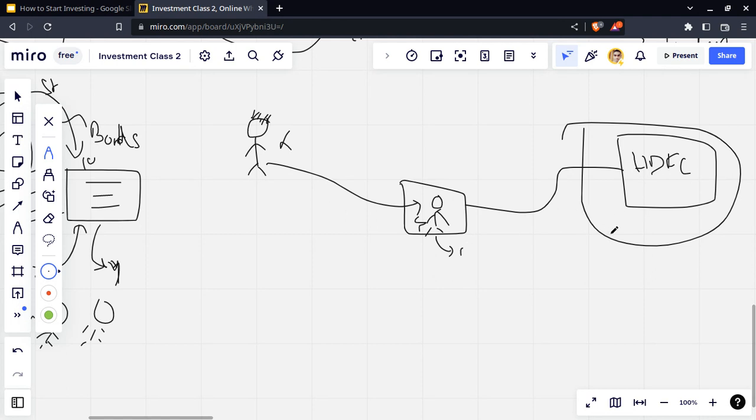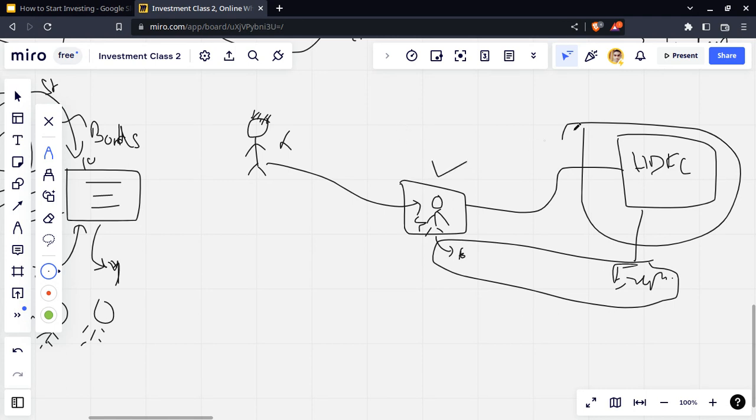One fee will be charged by the mutual fund, which is called the expense ratio. That will be a certain percentage of whatever money you are putting in. Another fee will be charged by this person. I don't know what it is called, but this person will also charge a fee, and that entire thing will come in your expense ratio. So they are charging money in two places. This type of mutual fund is called a regular mutual fund, where people go through a middleman to invest in a mutual fund.